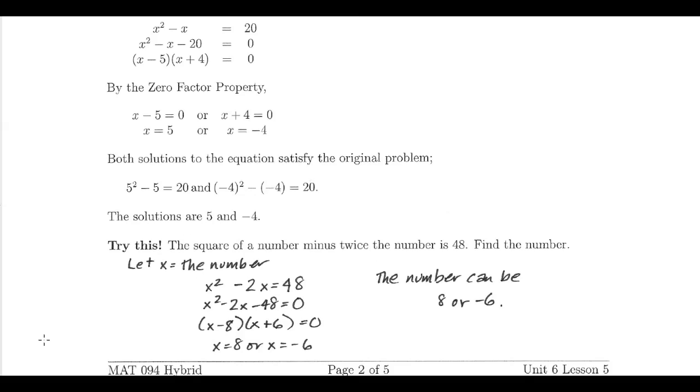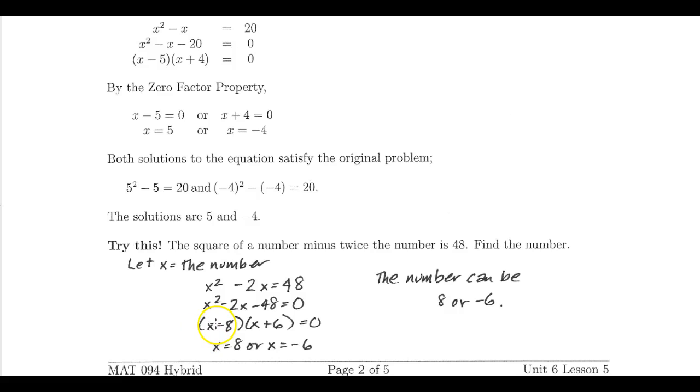So in this case, we can let x equal the number, and we're taking the square minus twice the number is 48. So I translated that sentence into the equation. We can subtract 48 from both sides to make sure the equation is in standard form. We can factor the left-hand side. So you can check my factors here. Negative 8 times 6 is negative 48. If I take 6x minus 8x, I do get negative 2x as my middle term.